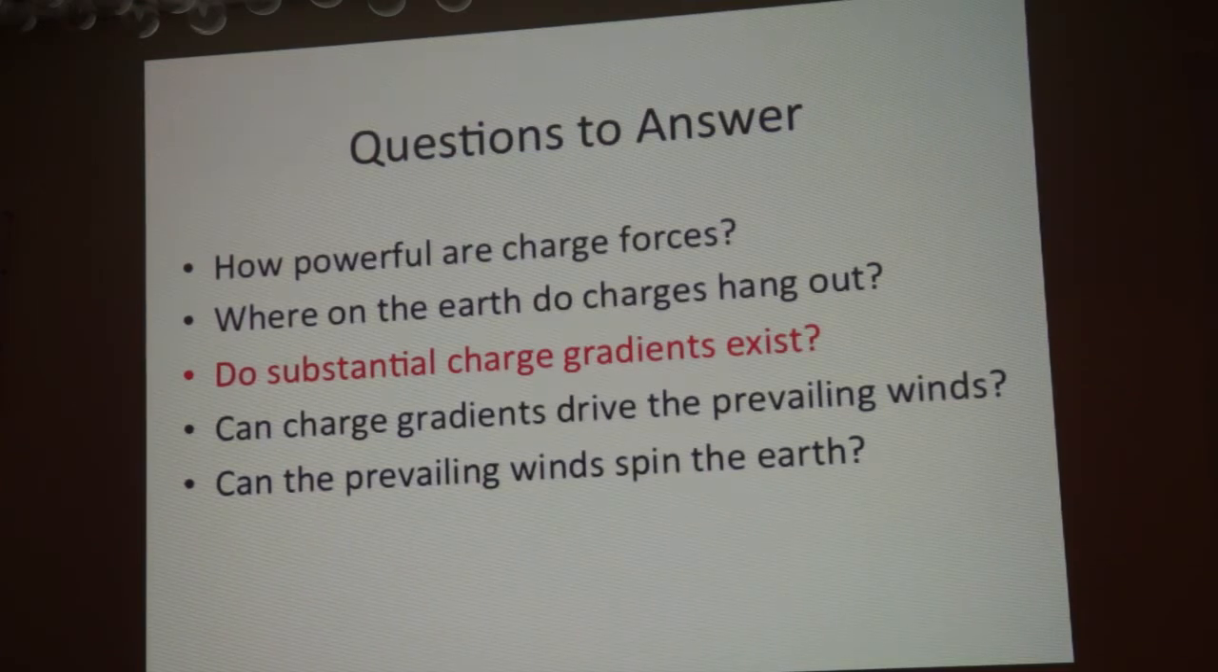Lateral charge gradients exist of appreciable magnitude. And remember the force that we're talking about of these charges. I tried to demonstrate to you how big they are. So, next question. Can charge gradients, those charge gradients I'm talking about, drive the prevailing winds?